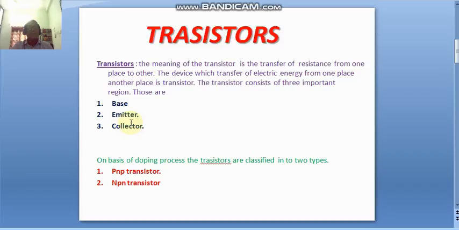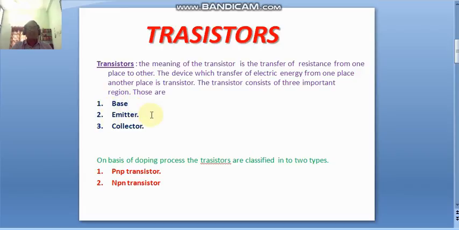So already we discussed the PN junction diode. In a PN junction diode, P acts as one terminal and N acts as one terminal. But here in the transistor, the base region is the middle part of the transistor.